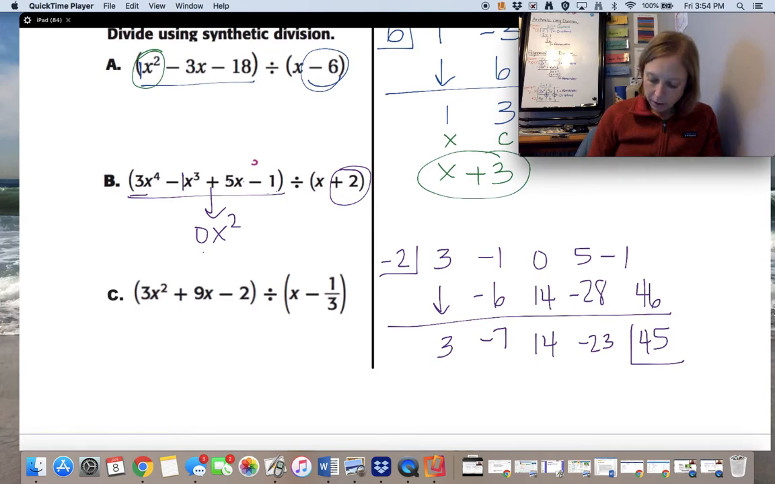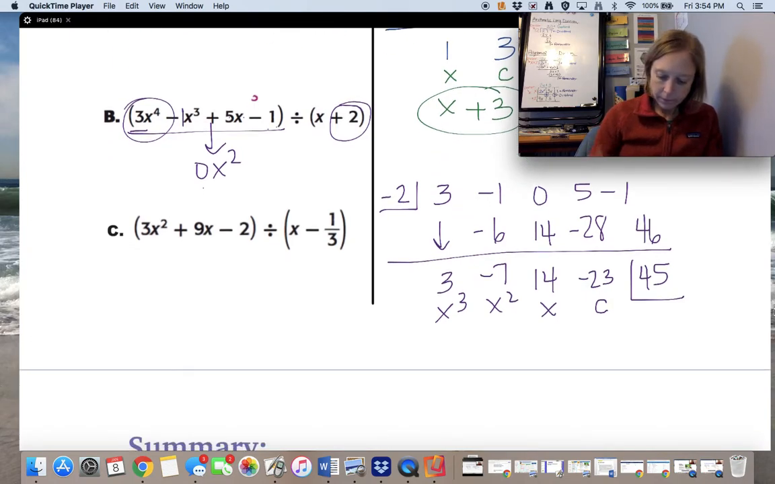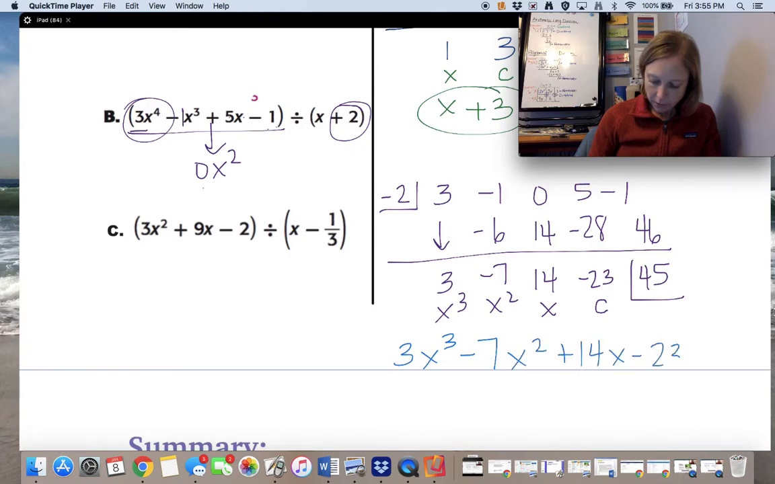And remember, this will be our constant term, x squared, x cubed. Our quotient is always 1 degree less than the largest degree of our dividend. So now I'm going to write out my answer. I would write it as 3x cubed minus 7x squared plus 14x minus 23 plus 45 all over x plus 2.